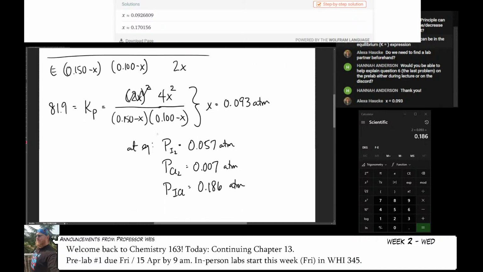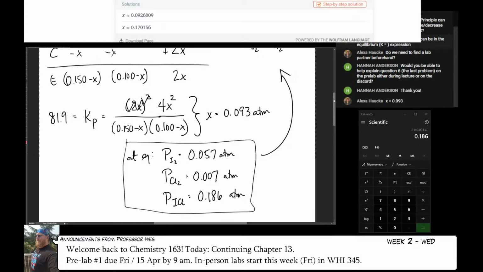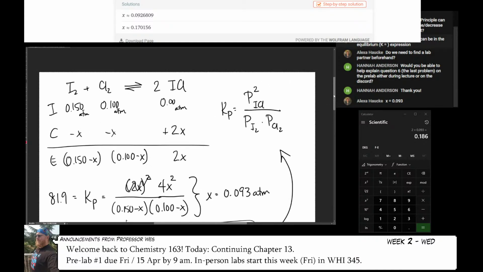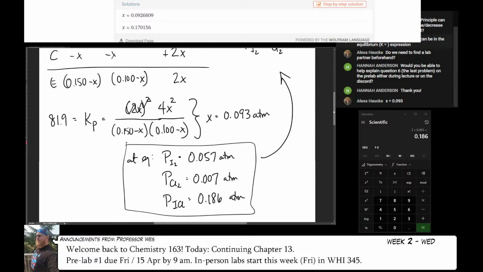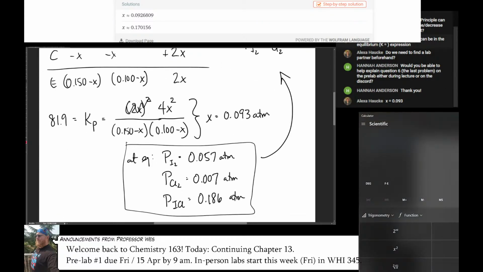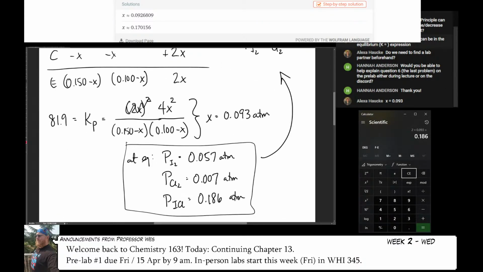Now, if you're doing these problems and you're like, well, I just sort of got a bunch of numbers, how do I verify that these are correct? Well, if you want to check, you can plug them back into the equilibrium expression. You should get 81.9. So let's just do that real quick.